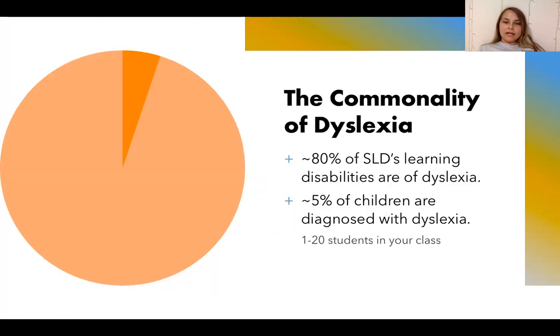So, the commonality of dyslexia. 80% of SLDs are dyslexia, and about 5% of children are diagnosed with dyslexia. If we think about it for teachers, that's probably going to be about one or maybe two students in your class. So it's not like teachers will not have the opportunity to work with students with dyslexia. Teachers will be working with students with dyslexia, so it's really important to have a grand knowledge of it as well.